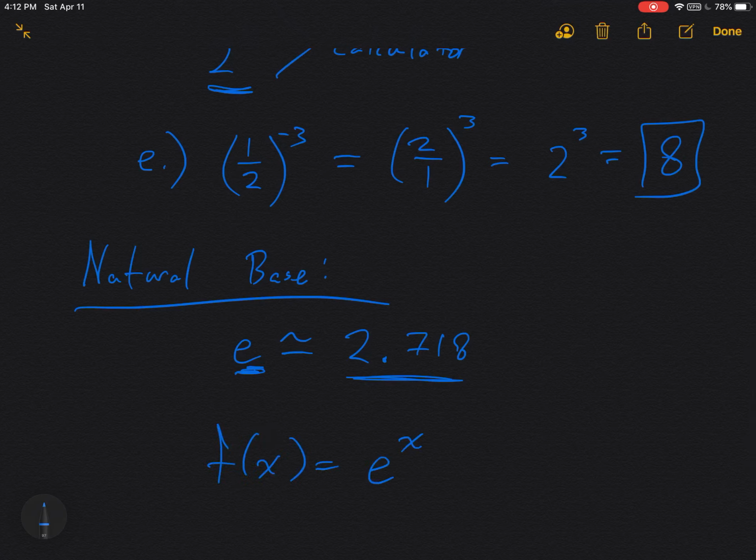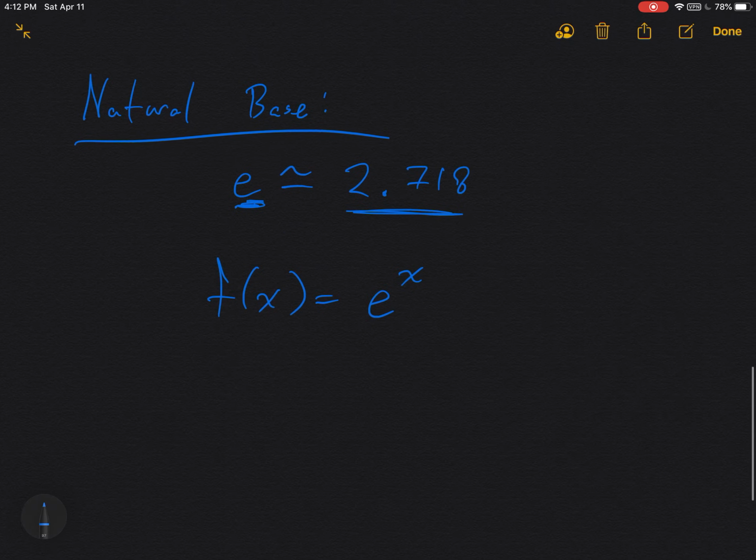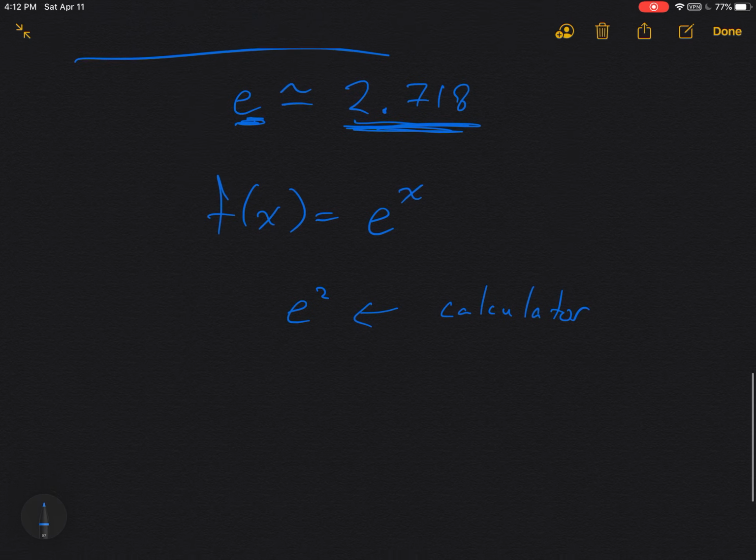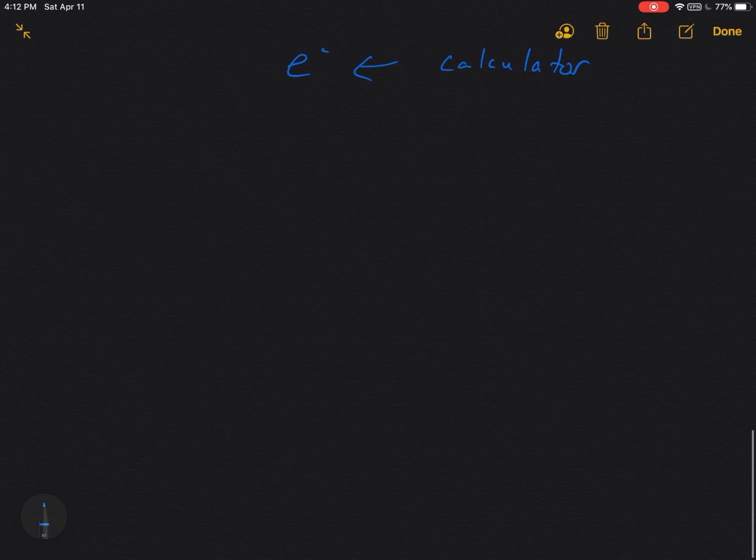So the corresponding exponential function would look like this, e to the x. So this is another important exponential function. Now, because e itself is 2.718-ish, we won't be able to compute expressions like e squared or anything by hand. For things like this, we would just use a calculator. And then the last thing that we're going to talk about in this section is graphing exponentials.